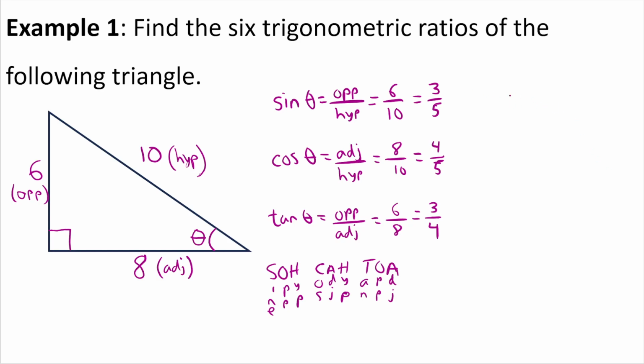Now for the next one, cosecant. Cosecant's formula is once again hypotenuse over opposite, and that gives me 10 over 6, or 5/3. Then next is secant theta, which is adjacent over hypotenuse. Oops, I'm sorry, not adjacent over hypotenuse. It's hypotenuse over adjacent.